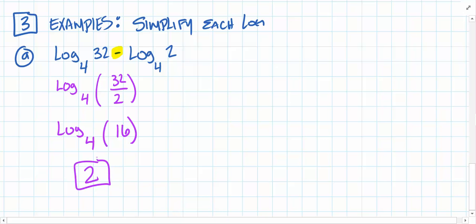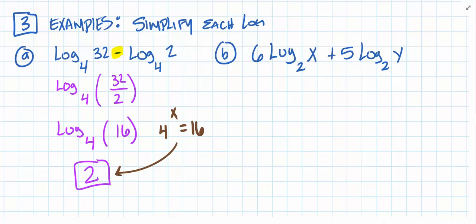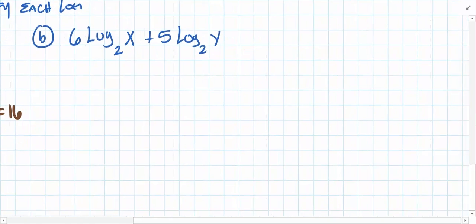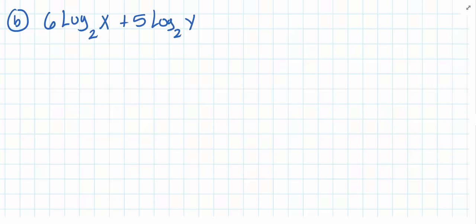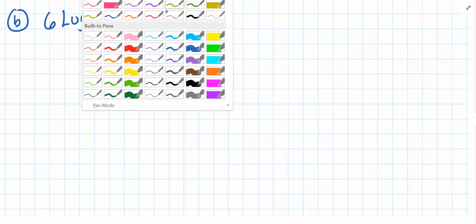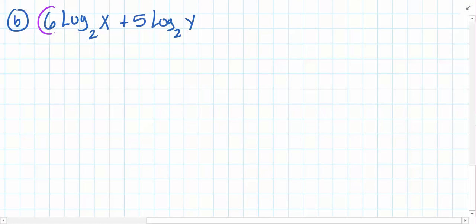Okay, for part B here, for example B, I'll move over so we can see the whole screen. Ask yourself this question first: where did this 6 come from? It came from the exponent on the x. Where did this 5 come from? Well, it came from the exponent on the y. Okay, so let's go ahead and rewrite that in that form.